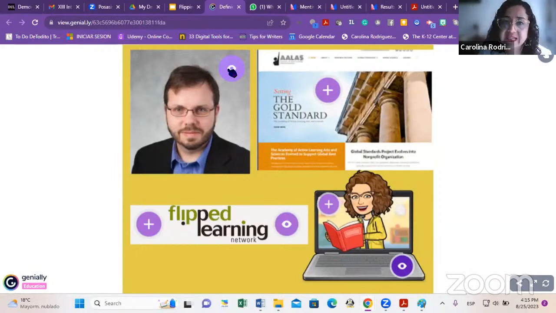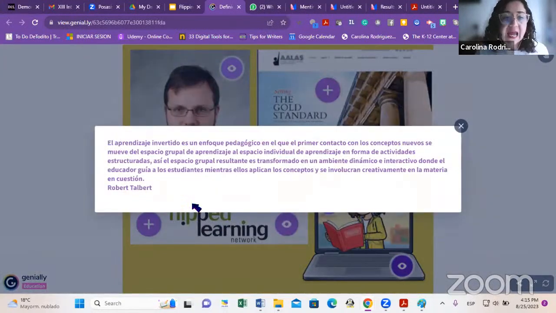Okay, then in 2017, Professor Robert Talbert, a math professor, it's important to mention this, he's a mathematics professor at a university, proposed a revision of the definition. This revision says that flipped learning is still a pedagogical approach, but he changes the wording a little bit. He doesn't say direct instruction, but first contact with concepts, right? So it's not all the teaching that the teacher can do, but the first time we present a concept.